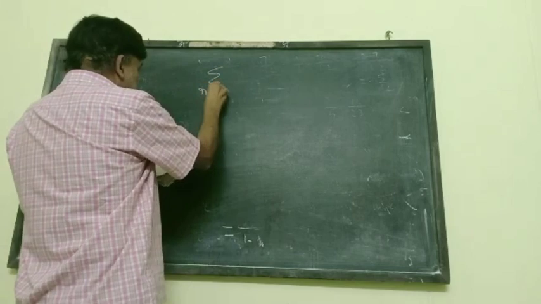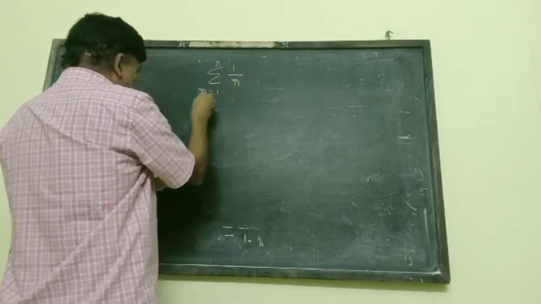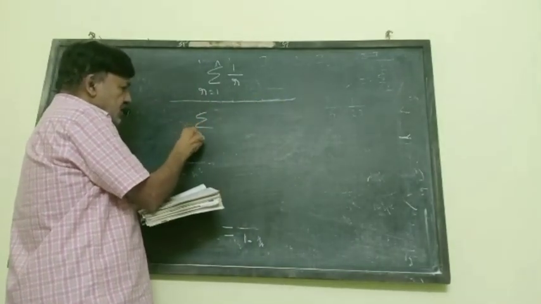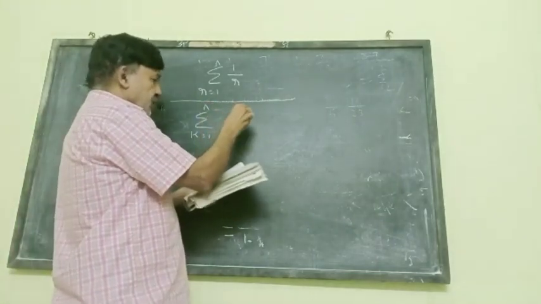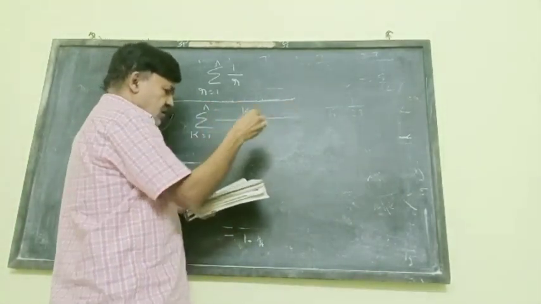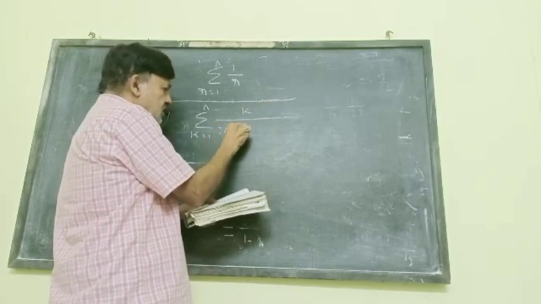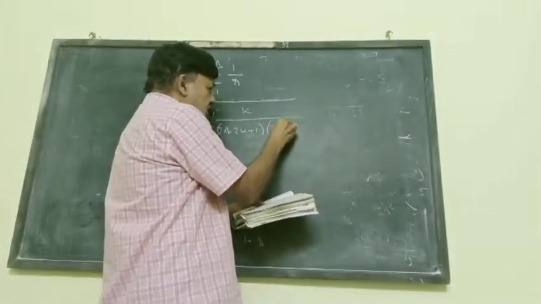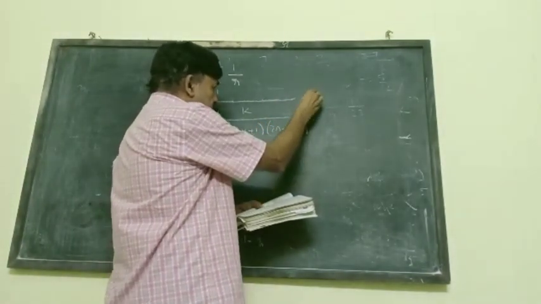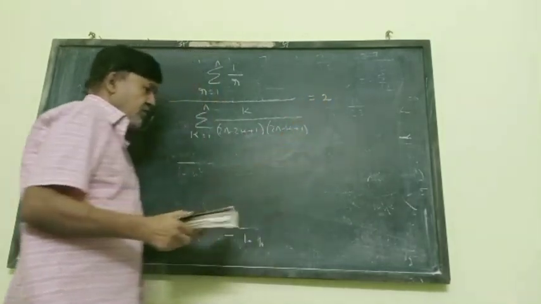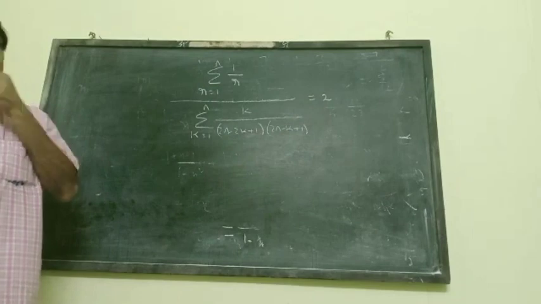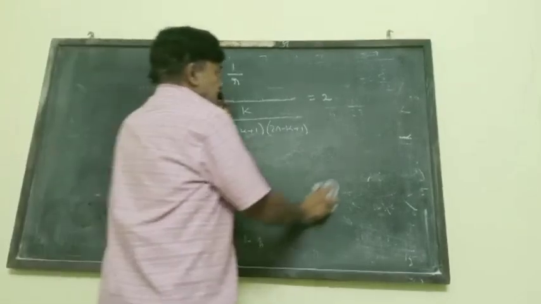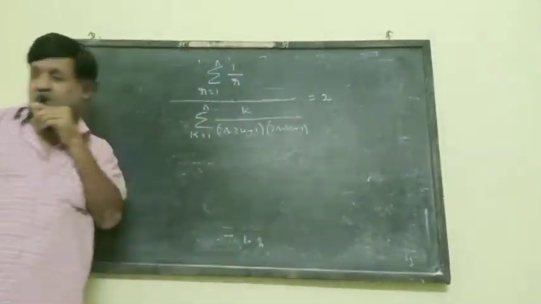Sigma R is equal to 1 to N, 1 by R, whole divided by sigma K is equal to 1 to N, K by (2N minus 2K plus 1) into (2N minus K plus 1), is equal to 2. You have to show this. This is equal to 2. So this is a very interesting problem.